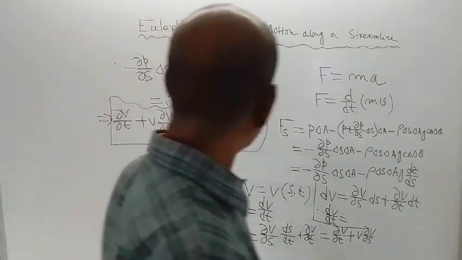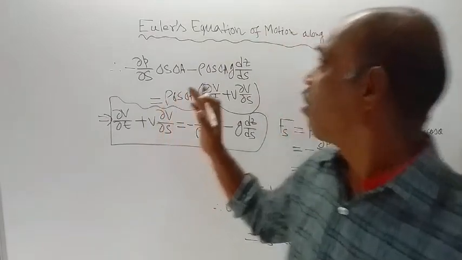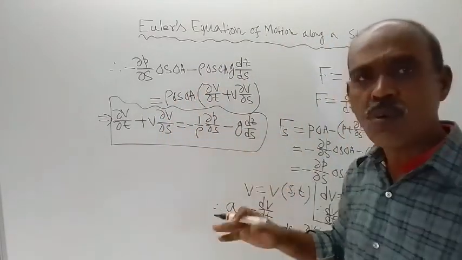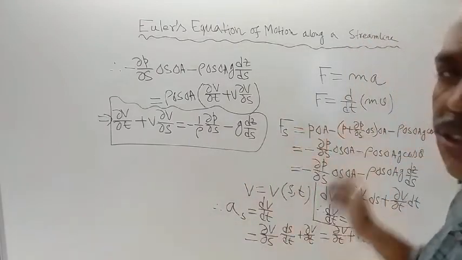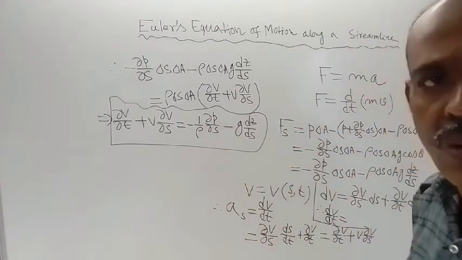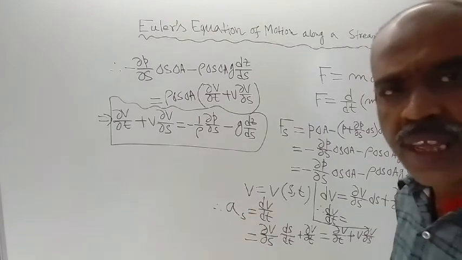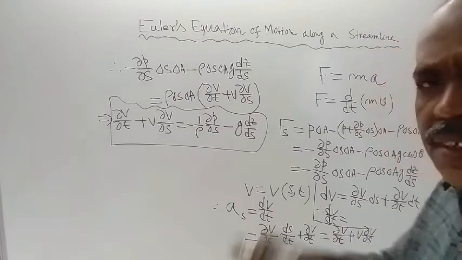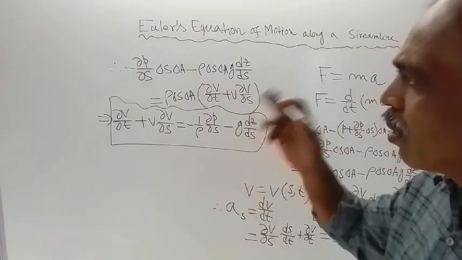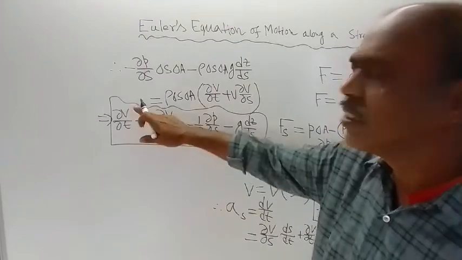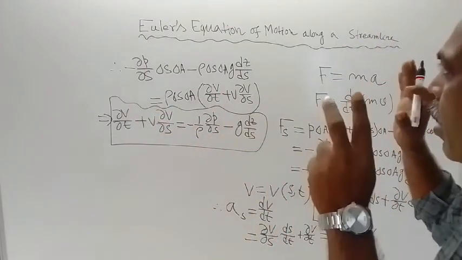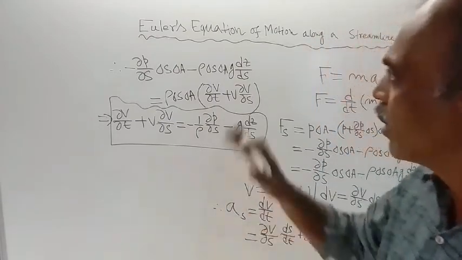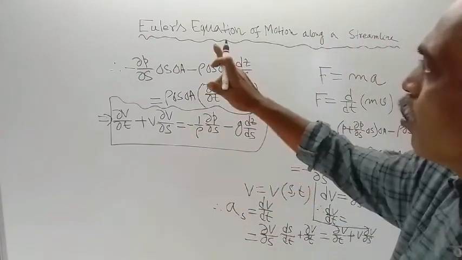This equation is known as Euler's equation of motion along a streamline. By using this equation, we can easily derive Bernoulli's equation. A few more assumptions are needed for that derivation, for example the flow is steady, so the time derivative will be zero. The derivation of Bernoulli's equation will be discussed in the next video. In this video, only up to this will be covered.